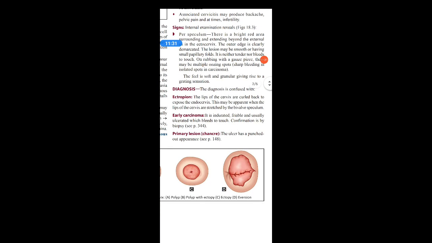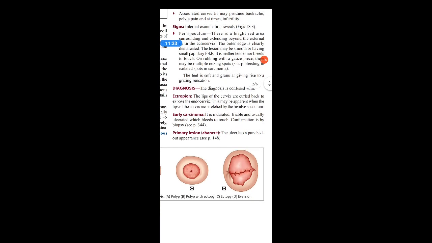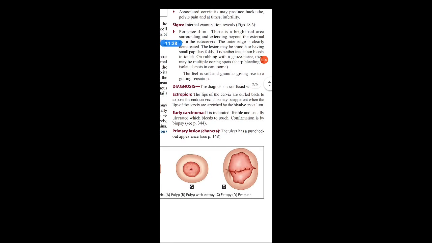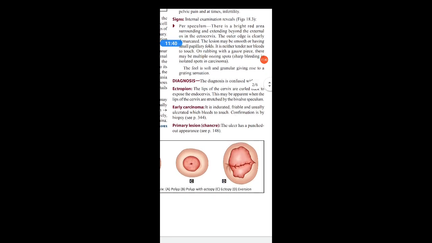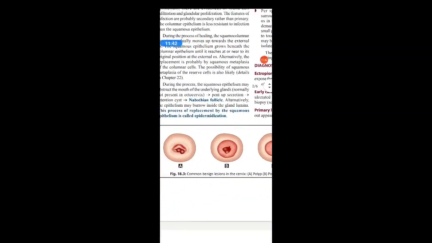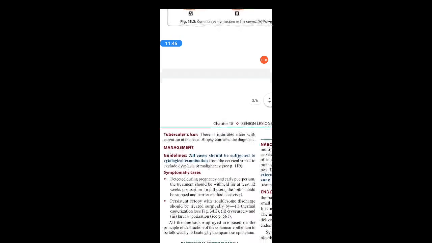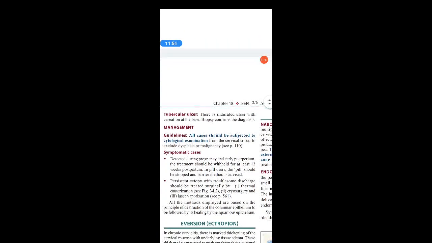Early cancer is indurated, fragile, usually ulcerated, and bleeds to touch. Confirmation is to be done with the help of biopsy. In the primary lesion or chancre, the ulcer has a punched out appearance, so by this appearance you can diagnose. Tubercular ulcer is also one of the differential diagnoses. It is an indurated ulcer with caseation at the base. A biopsy confirms the diagnosis.